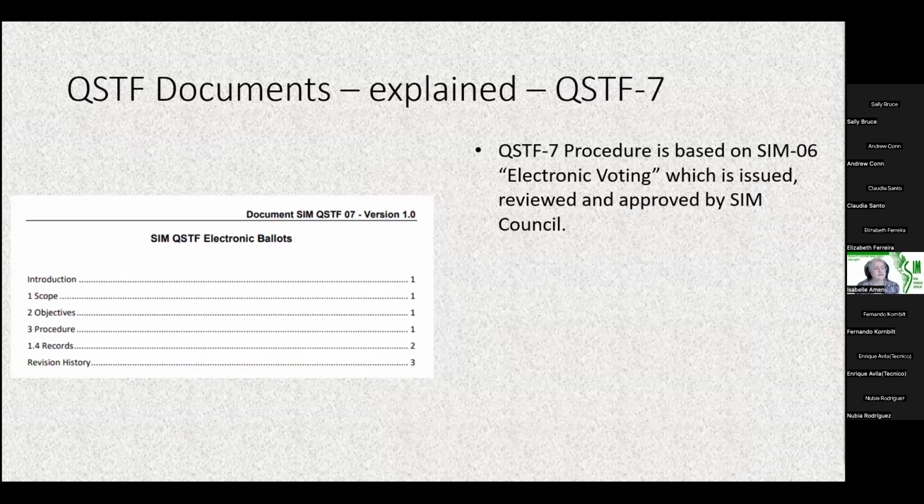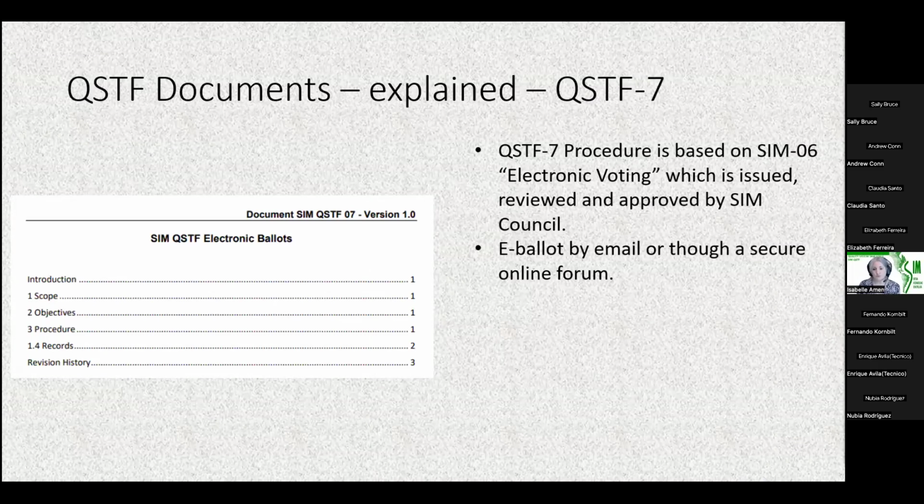Finally, the last document I want to explain to you is QSTF-7, which is the SIM QSTF electronic ballots. This procedure is based on SIM-06, electronic voting within SIM, which is issued and reviewed and approved by the SIM Council. It mentions that we may apply or perform e-ballots by email or through a secure online forum, even though we've always used email so far.